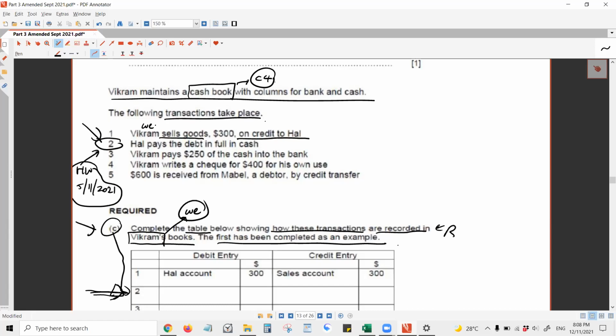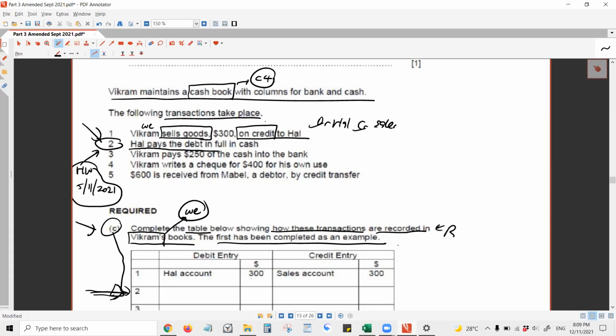Okay, so we are Vikram. We sold goods on credit to How. Have we received the payment from How? Not yet. On credit means How has not made payment. Okay, How owes us money. We should debit How, credit sales. So have they done it correctly? Yes. Okay, now second one.